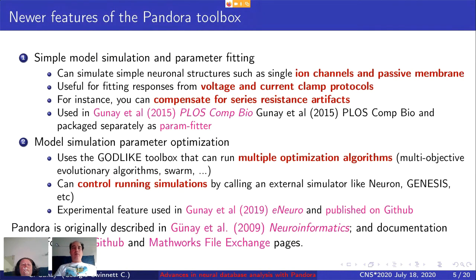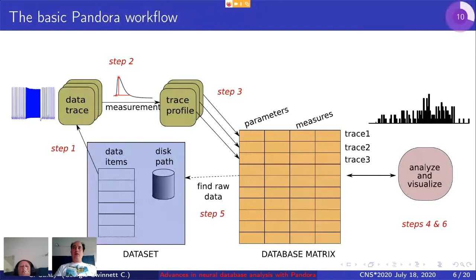In general, Pandora is described originally in the 2009 paper. This was the first stable publication in Neuroinformatics. And we have a GitHub repo, which is the most up-to-date version at this point. And there's a MathWorks File Exchange page just for reference, and it's linked to the GitHub, basically. So if you want to learn more about Pandora, those are the main references.